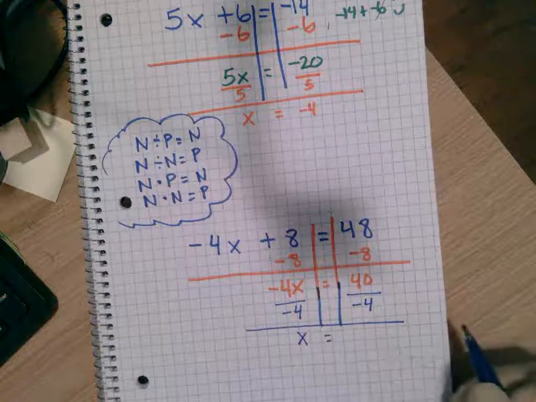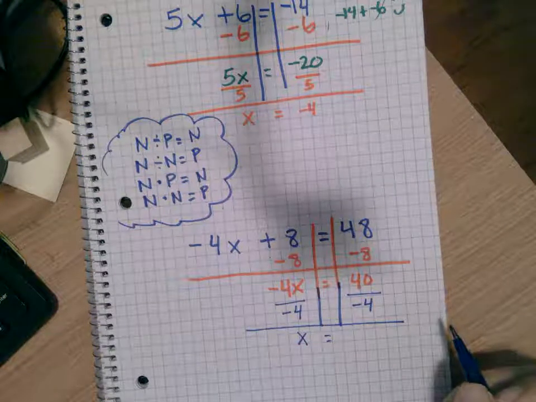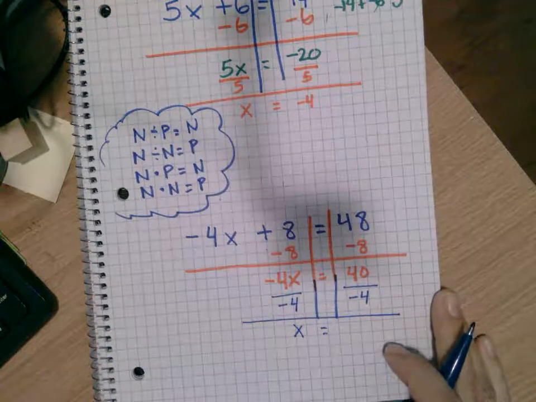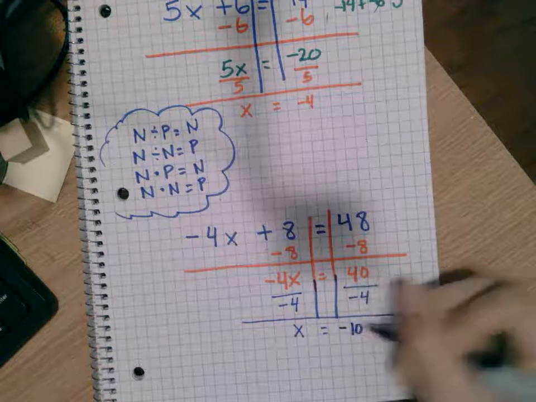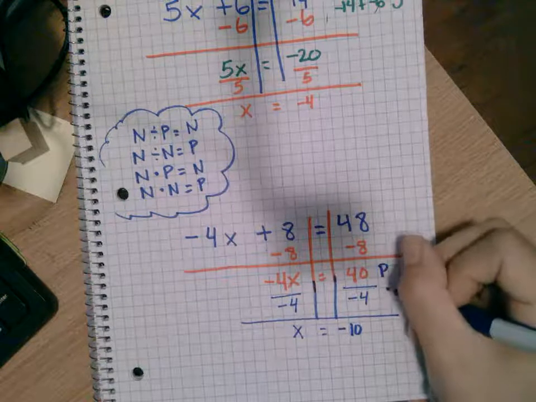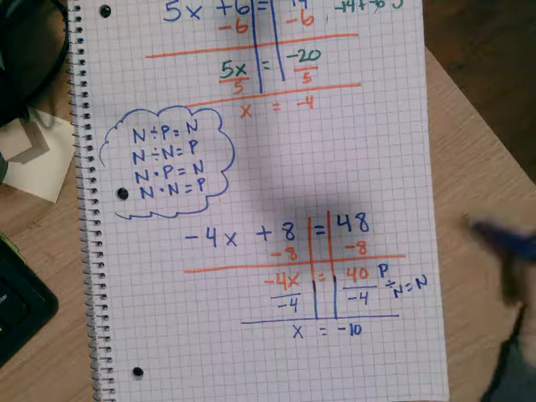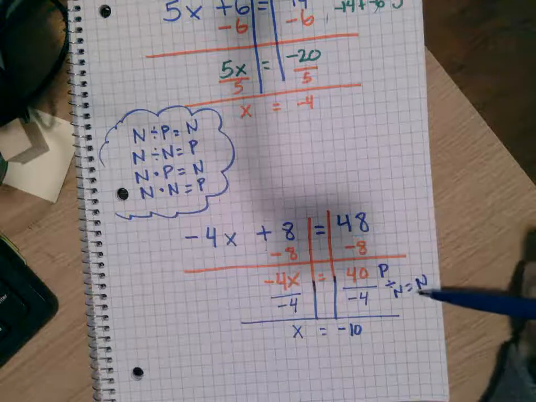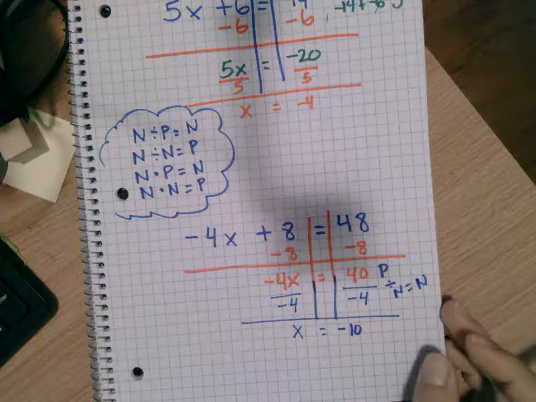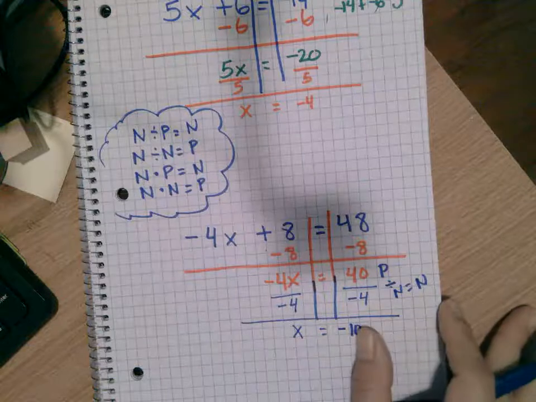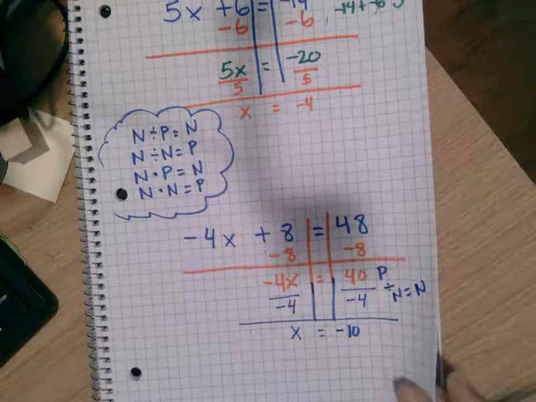What is x equal to? What's 40 divided by negative 4? Negative 10. Remember, a positive divided by a negative is equal to a negative, okay? We're okay so far? Yes. Okay. All right.